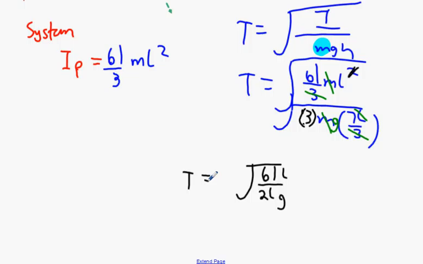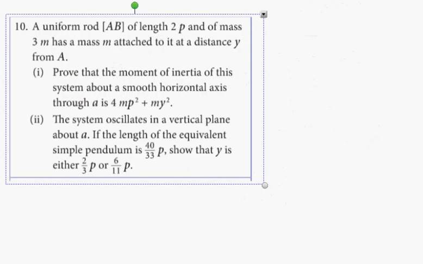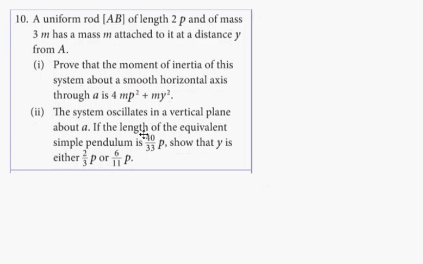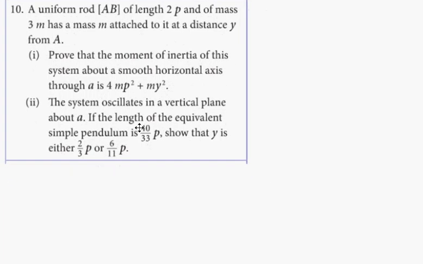Okay, move on. Another one. Question 10. Bit easier than it looks. A uniform rod of length 2p and mass 3m has a mass m attached to it at a distance y from A. Prove that the moment of inertia of this system about a smooth horizontal axis through A is 4mp squared plus my squared.